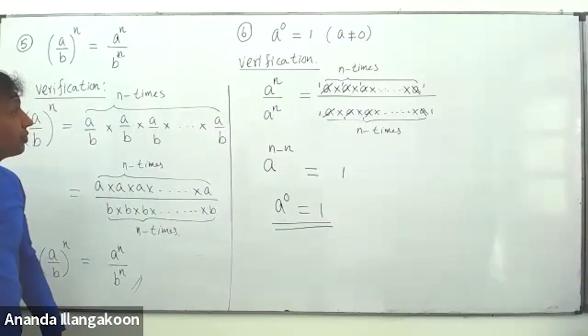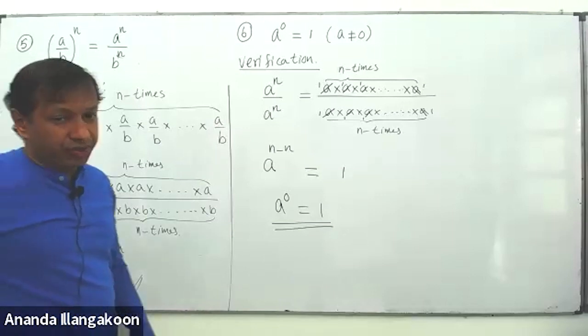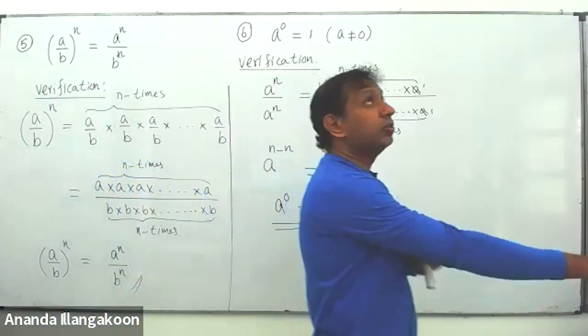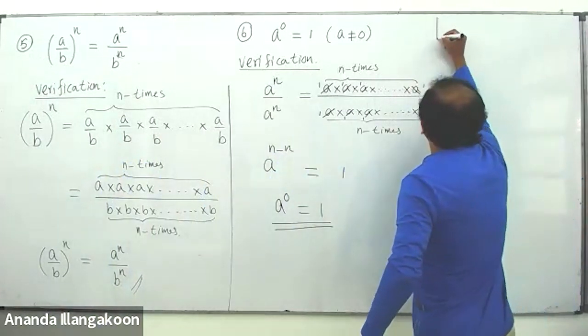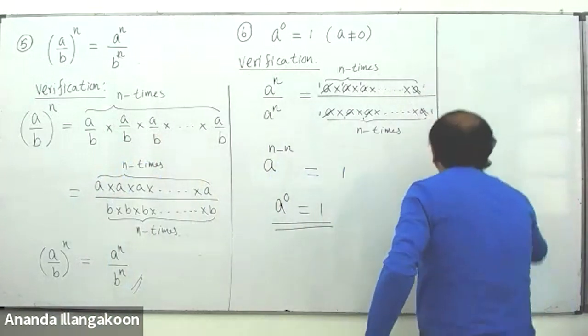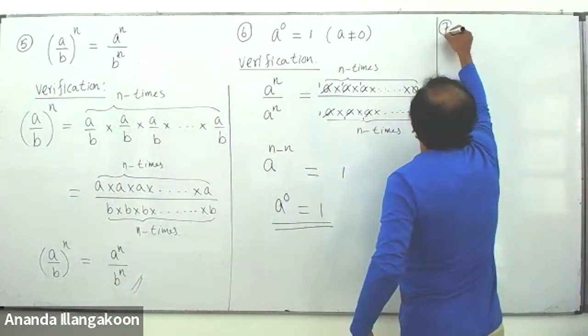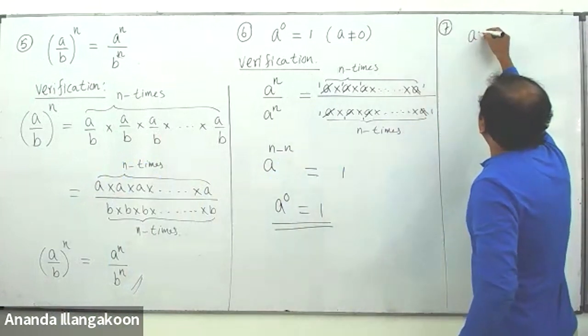Right. So number 7 is the next, people. Number 7 is this. We have a to the power n here.